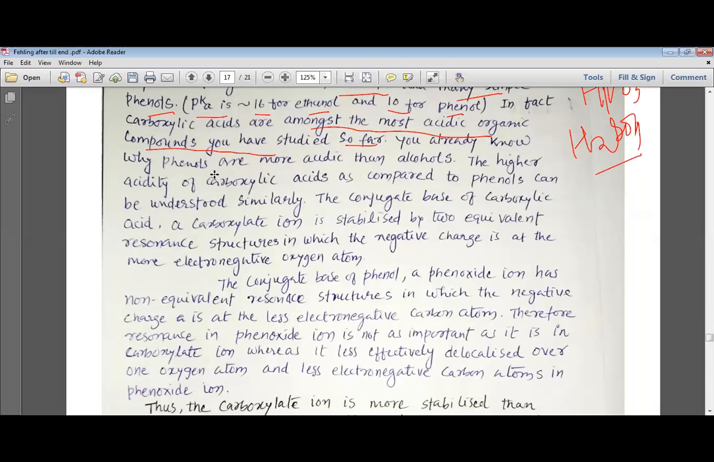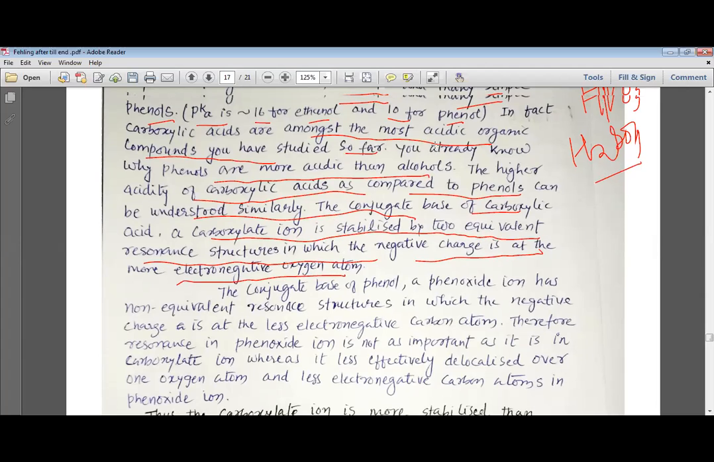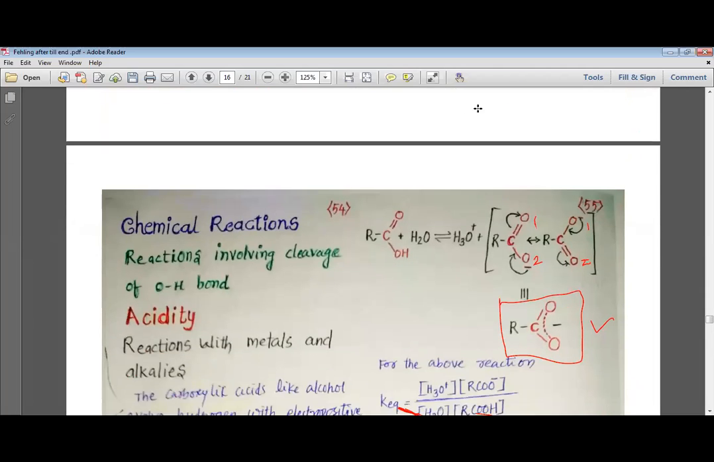We already know that phenols are more acidic than alcohols. The higher acidity of carboxylic acid as compared to phenol can be understood similarly by the conjugate base of the carboxylic acid. A carboxylate ion is stabilized by two equivalent resonance structures in which the negative charge is at the more electronegative oxygen atom. Due to the presence of these two resonance structures, which are quite stable, even with the negative charge on the more electronegative oxygen, the carboxylate ion is more stable than the carboxylic acid. That is why the carboxylic acid can easily produce H plus ion and we can get the carboxylate ion easily.